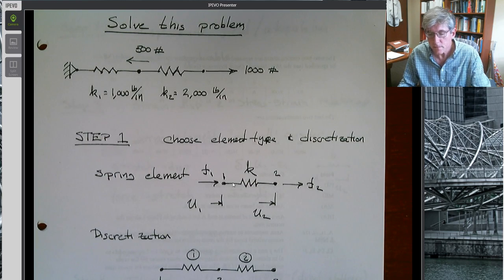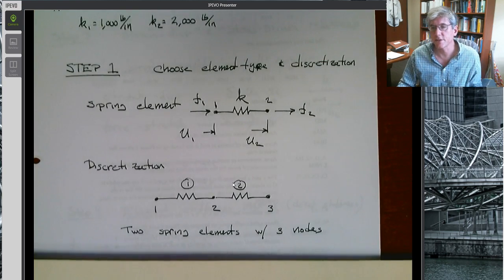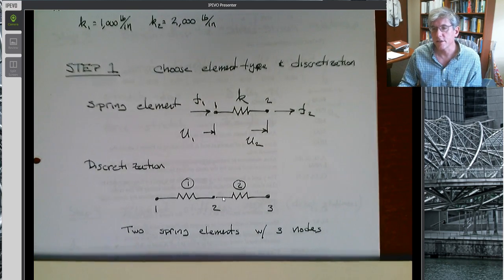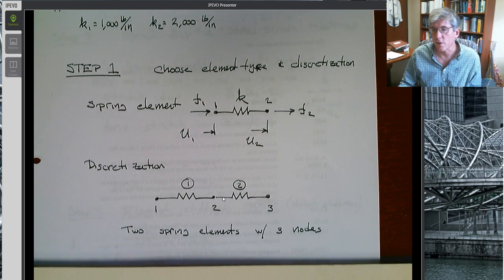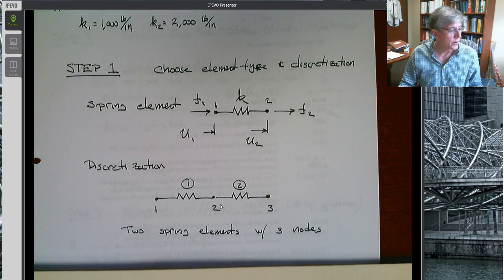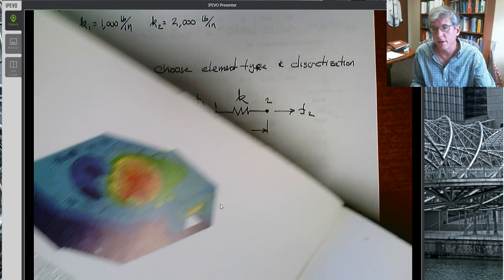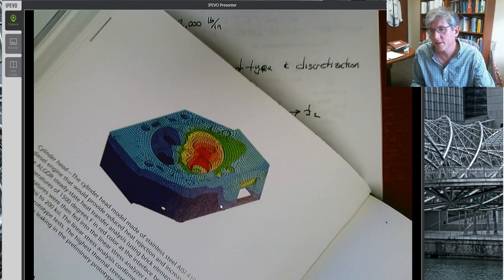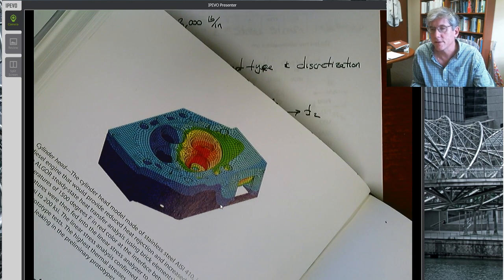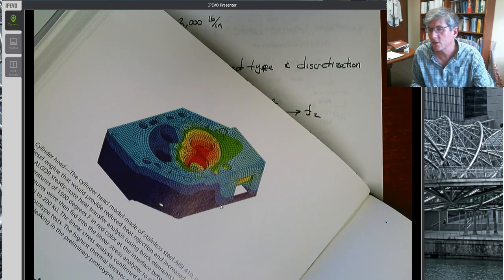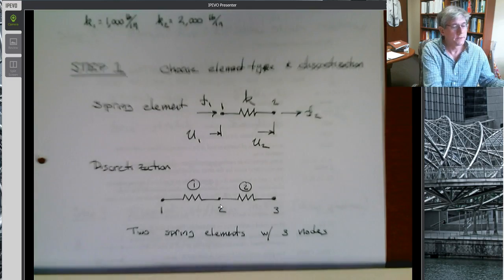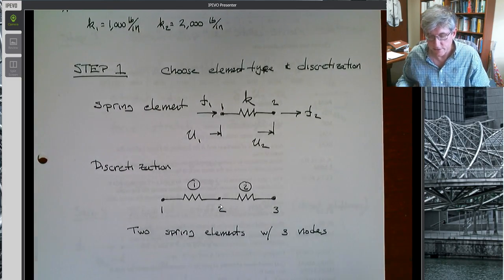Okay, and here's the discretization. So the discretization is almost trivial. Obviously, this type of problem should be discretized with 2 elements, 3 nodes. Again, this is quite simple, but you have to remember if we have a part like this, the choice of the number of elements is less straightforward. Okay, so that's our discretization.